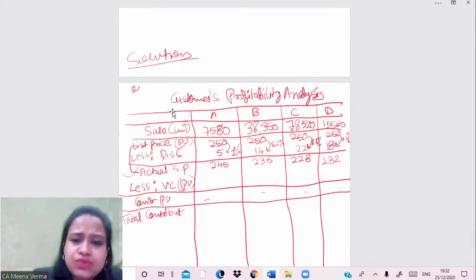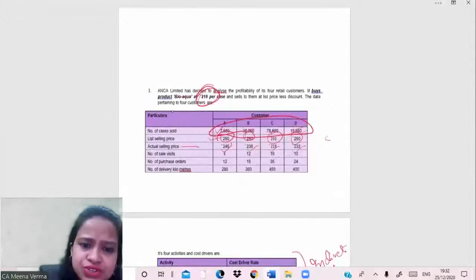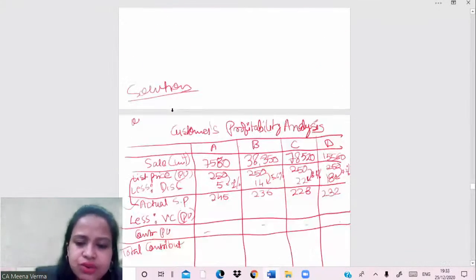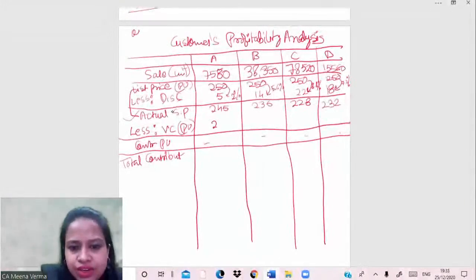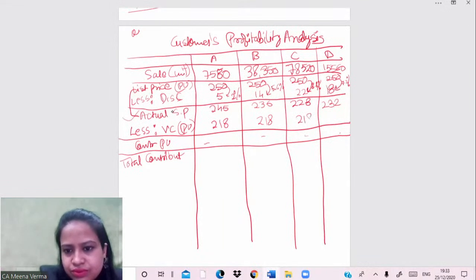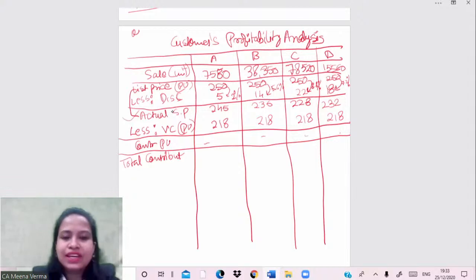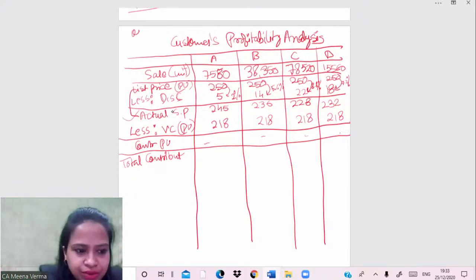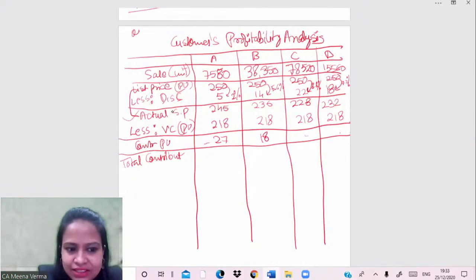Now variable cost, what is the value of variable cost in the question? 218. Okay, 218 is the value of variable cost. After subtracting it, you will get contribution per unit. So the contribution per unit at this place is 27, at this place is 18, at this place is 10, at this place is 14.